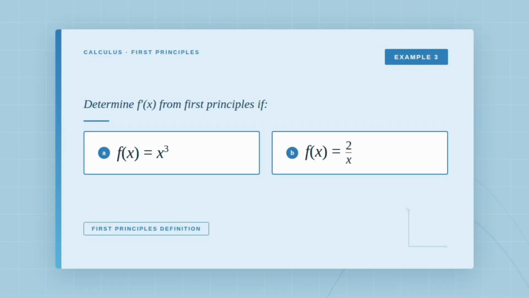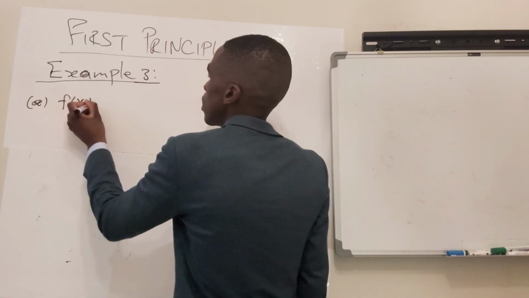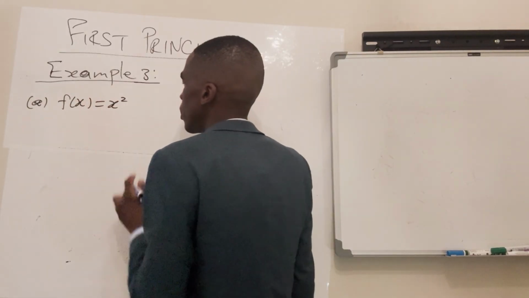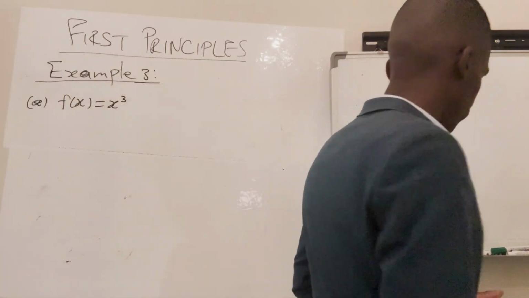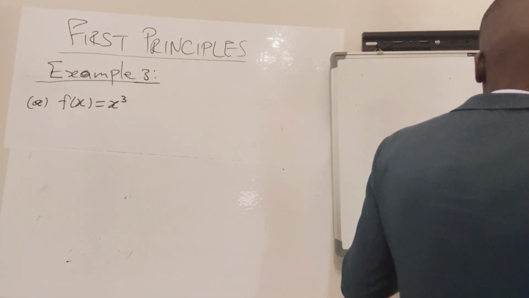Example 3. Well, it's actually the last example of determining from first principles. It's example 3, but it has A and B. Example 3 has A and B. Determine f prime of x from first principles if, let's say, A says, f of x is equal to x cubed. This is from first principles. So if it's from first principles, what do we do?